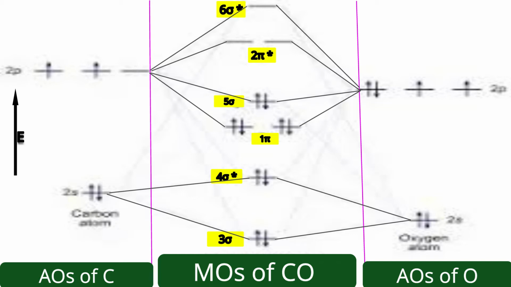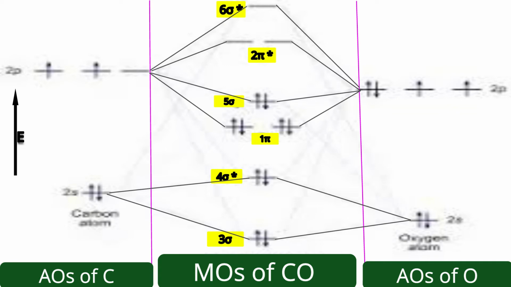Afterwards, pi orbitals are there, the first set of pi orbitals, so I am labeling it as 1 pi. Then sigma kind of bonding orbitals are there; by sequence the number is 5, so the label is 5 sigma. Afterwards, anti-bonding pi orbitals are there, so by sequence of pi, the label is 2 pi asterisk. Last, the anti-bonding sigma orbital is there; the number is 6, so the label is 6 sigma star.